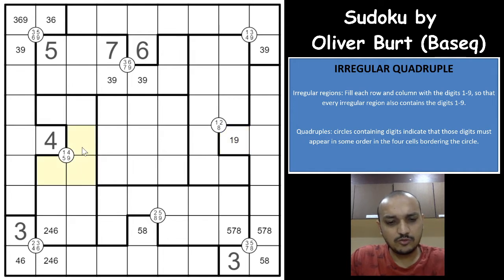1, 5, 9 would have to be in one of these 3 cells. 3, 1 and 9. So 1, 3 and 9, which means 4 would have to be in one of these 2 cells, right? If you see here, you already have 5, 7, 3 and 9. 1, 2, 4, 6, 8. 4 and 2 cannot be here. 4 and 2. 1, 6 and 8.